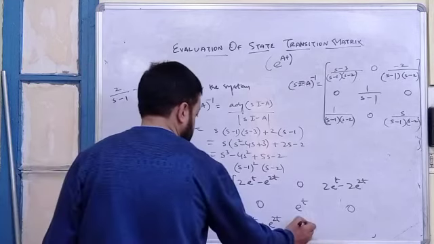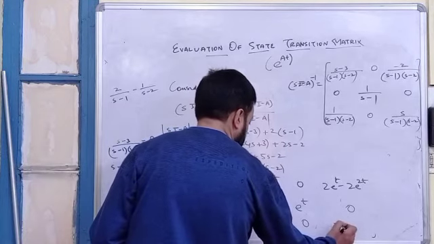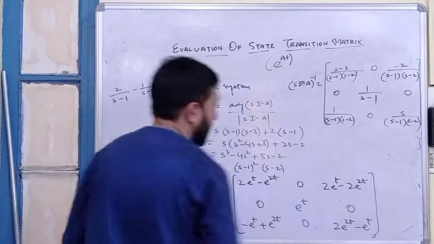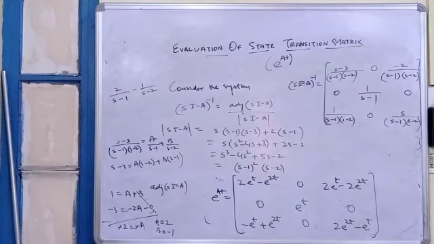Then this is 0, then this is coming out to be 2 e to the power 2t minus e to the power t. Like this. This is your state transition matrix.